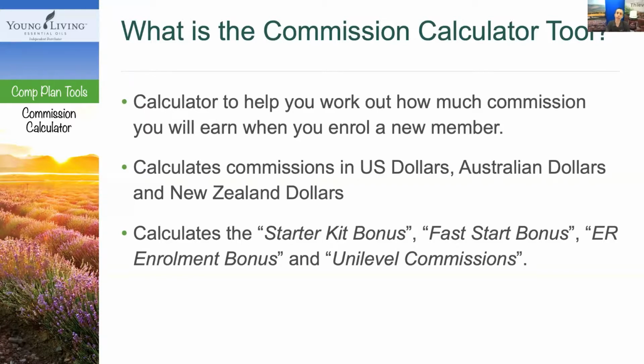Now, it calculates commissions in US dollars, Australian dollars, and New Zealand dollars at the same time. Obviously, just look at the column which is appropriate for you. It calculates the starter kit bonus, the fast start bonus, and the essential rewards bonus and uni-level commissions as well. So let's have a look at that.